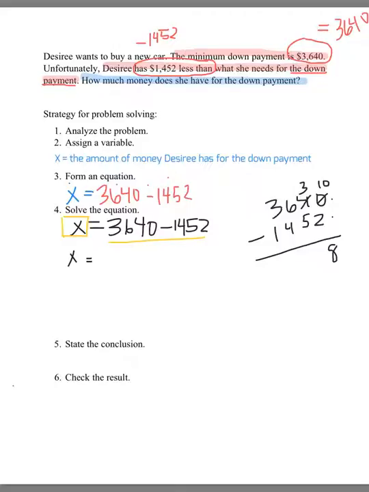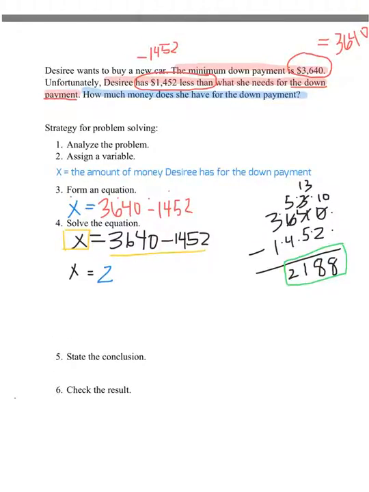Now moving on to the second column, we have 3 minus 5. Again, we cannot do that since 3 is less than 5, so we're going to have to borrow from the number over. So our 6 becomes a 5, and our 3 becomes a 13. 13 minus 5 gives us 8. Now we have to do 5 minus 4. Since 5 is bigger than 4, we can easily subtract these two numbers, and we end up with 1. Similarly, 3 minus 1, that's going to be 2. So 3,640 minus 1,452 is equal to 2,188.